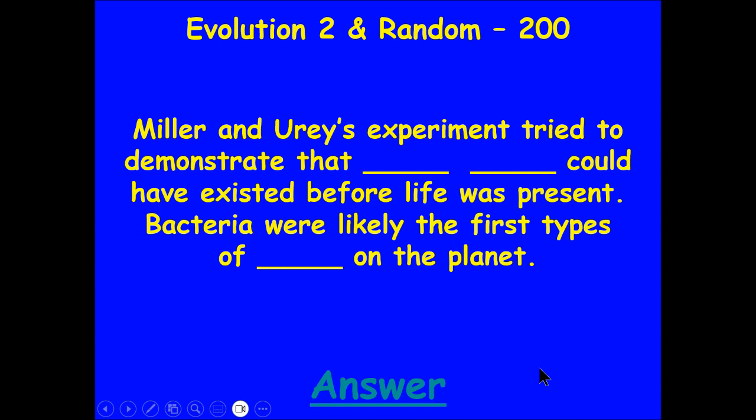Miller and Urey's experiment tried to demonstrate that blank blanks could have existed before life was present on Earth. Bacteria were likely the first types of blank on the planet.